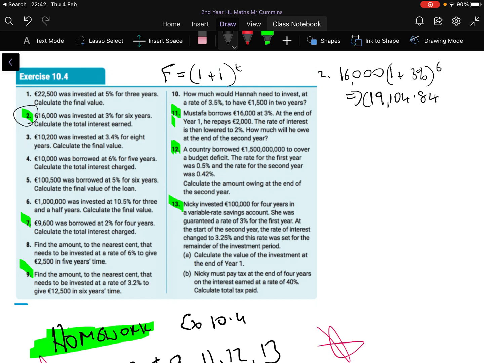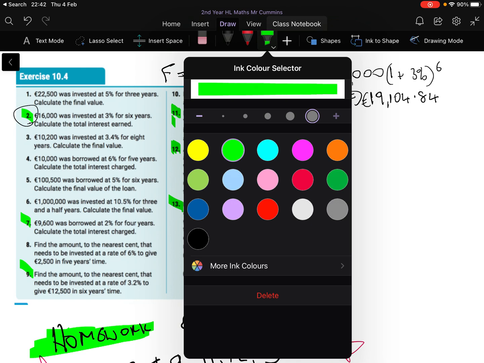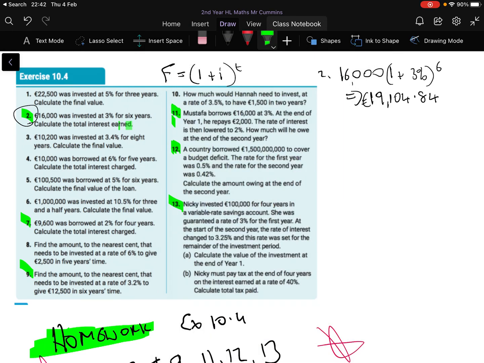The question doesn't ask you for the total amount. Be careful of these. It actually asks you for the total interest earned, so we're looking for the difference. So take 19,104 and 84 cents, take away what you had at the start, which was 16,000, and you end up with 3,104 euros and 84 cents. Not bad when you're just sitting there. That's question 2.